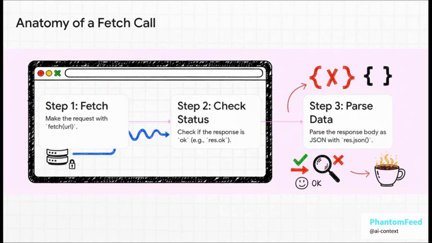In any modern browser, we have a built-in tool called Fetch to make these API calls, and it's basically a three-step dance. First, you fetch the URL. Second, and this is super important, you have to check if the response was actually okay, because Fetch doesn't automatically fail for errors like page not found. And third, you parse the response as JSON, so you can actually use the data.